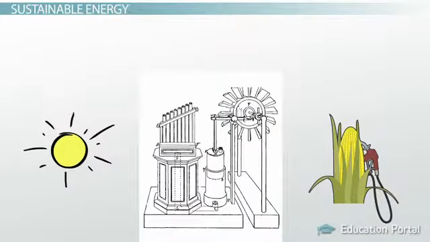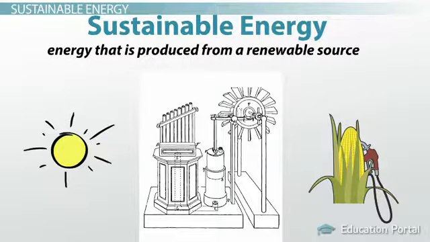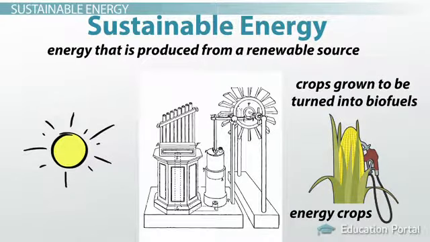Another way environmental sustainability is practiced is through the development of sustainable energy. This can be defined as energy that is produced from a renewable source. Therefore, sustainable energy would be energy captured from the sun, wind, moving water, or energy crops, which are crops grown to be turned into biofuels.